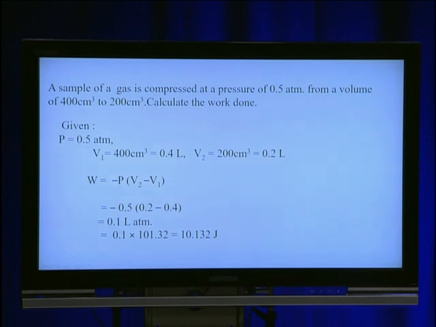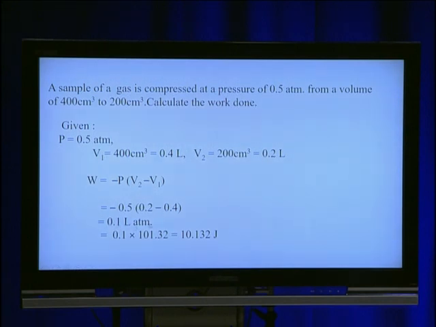Here we have a constant pressure of 0.5 atm, V1 is 400 centimeter cube. You'll have to change this one into liter. Then we have V2, 200 centimeter cube, again change to liter, 0.2 liter. Then how do we calculate the work done? Work done, we know, is minus P (V2 minus V1). So we substitute the value of P, and that's what we get here, 0.1 as the work done.